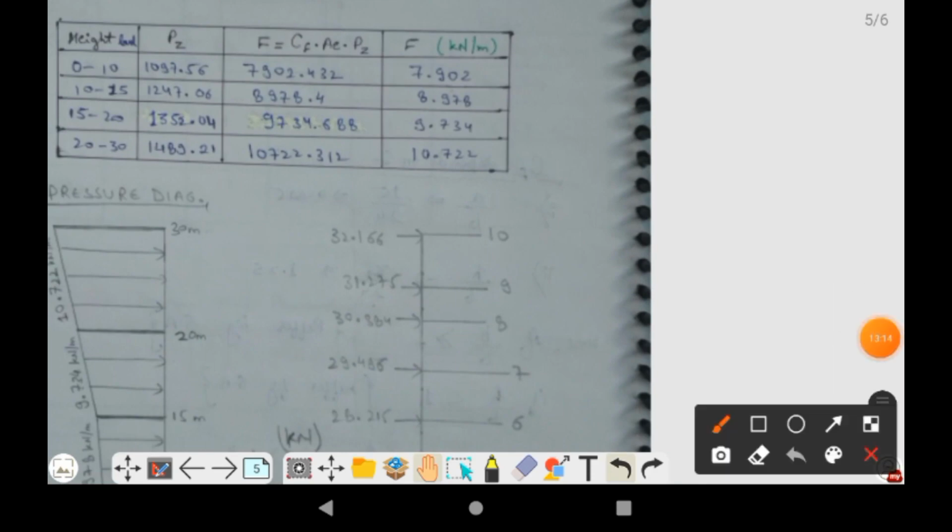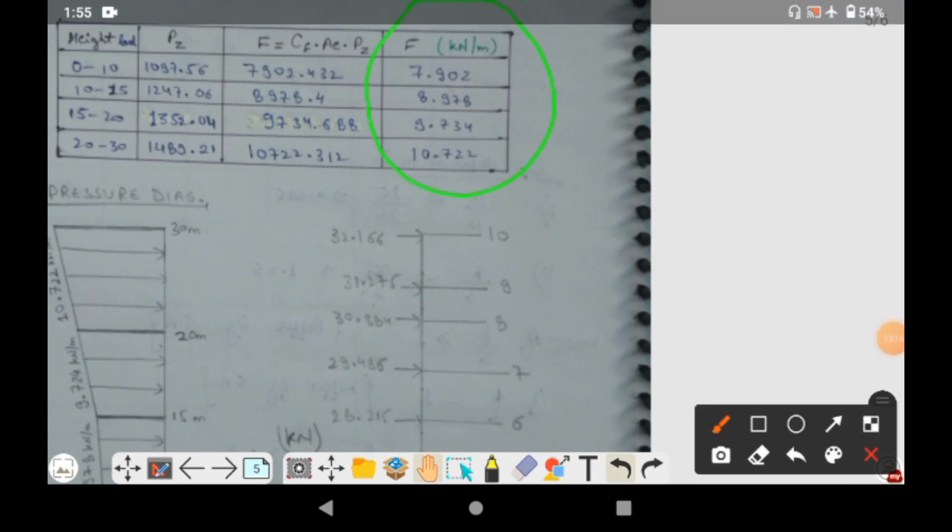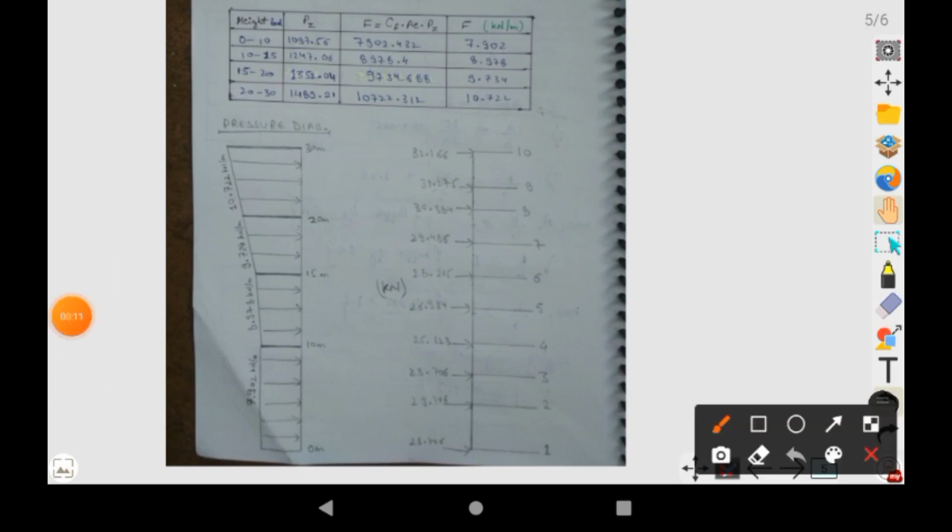So this is the table of values. Now by using this table you can easily draw this pressure diagram. What we are going to do here is show you that, with the help of these values, you can easily draw this diagram. So first, draw a simple straight line.